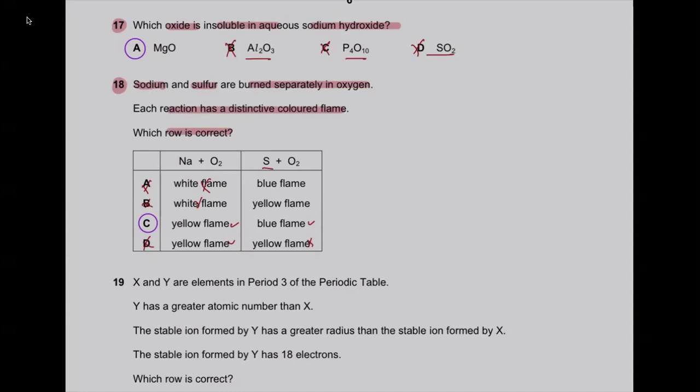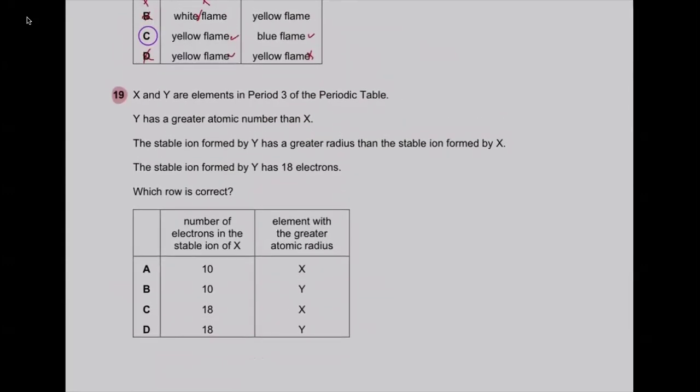Okay. Now MCQ number 19. X and Y are elements in period 3 of the periodic table. Y has a greater atomic number than X. So it means that X is going to be over here in period 3 on the left, and Y is relatively right to the X. The stable ion formed by Y has a greater radius than the stable ion formed by X. So it means probably Y is forming an anion and X is forming a cation.